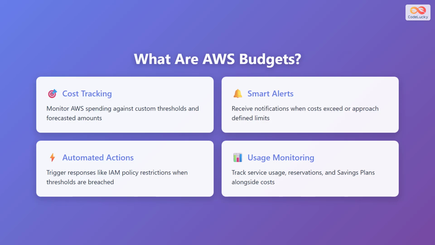AWS Budgets is a powerful cost management tool that helps you track and control your cloud spending. First, it provides cost tracking capabilities, allowing you to monitor your AWS spending against custom thresholds and forecasted amounts. Second, it offers smart alerts that notify you when costs exceed or approach your defined limits. Third, you can configure automated actions, such as triggering IAM policy restrictions when thresholds are breached. Finally, AWS Budgets enables usage monitoring, letting you track service usage, reservations, and savings plans alongside your costs. This comprehensive approach gives you complete visibility and control over your AWS expenditures.